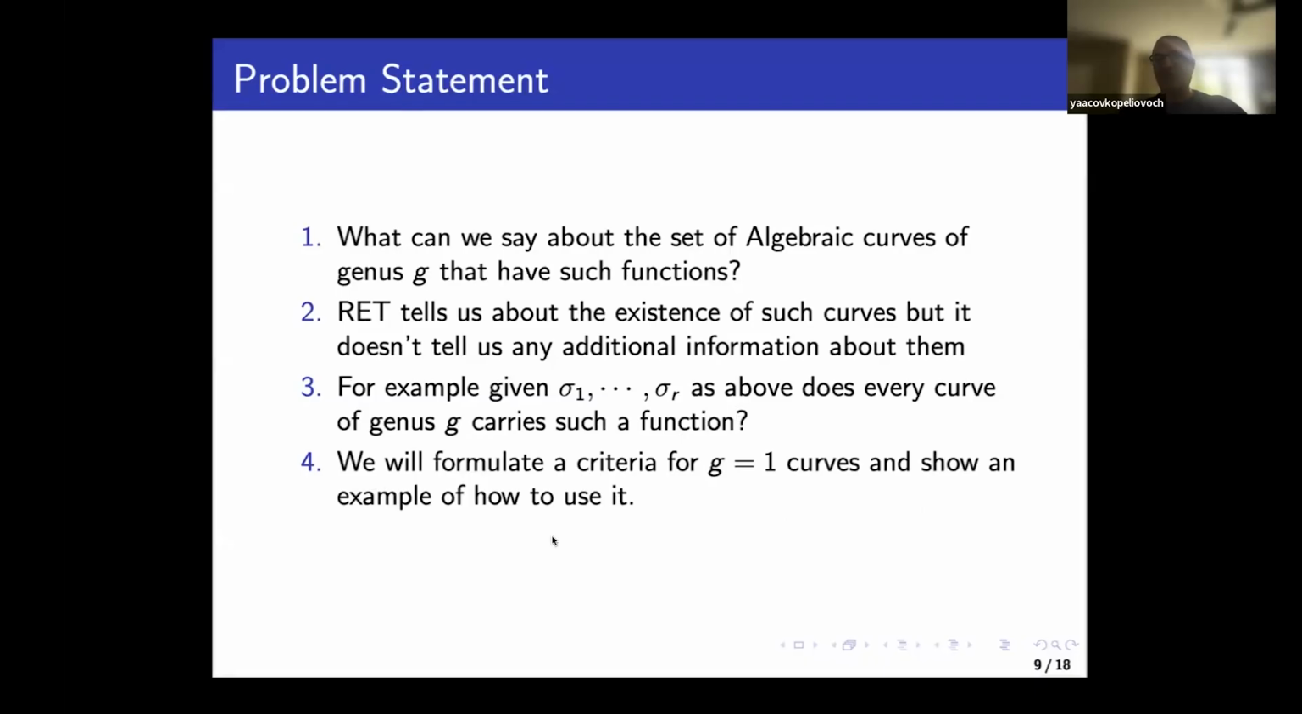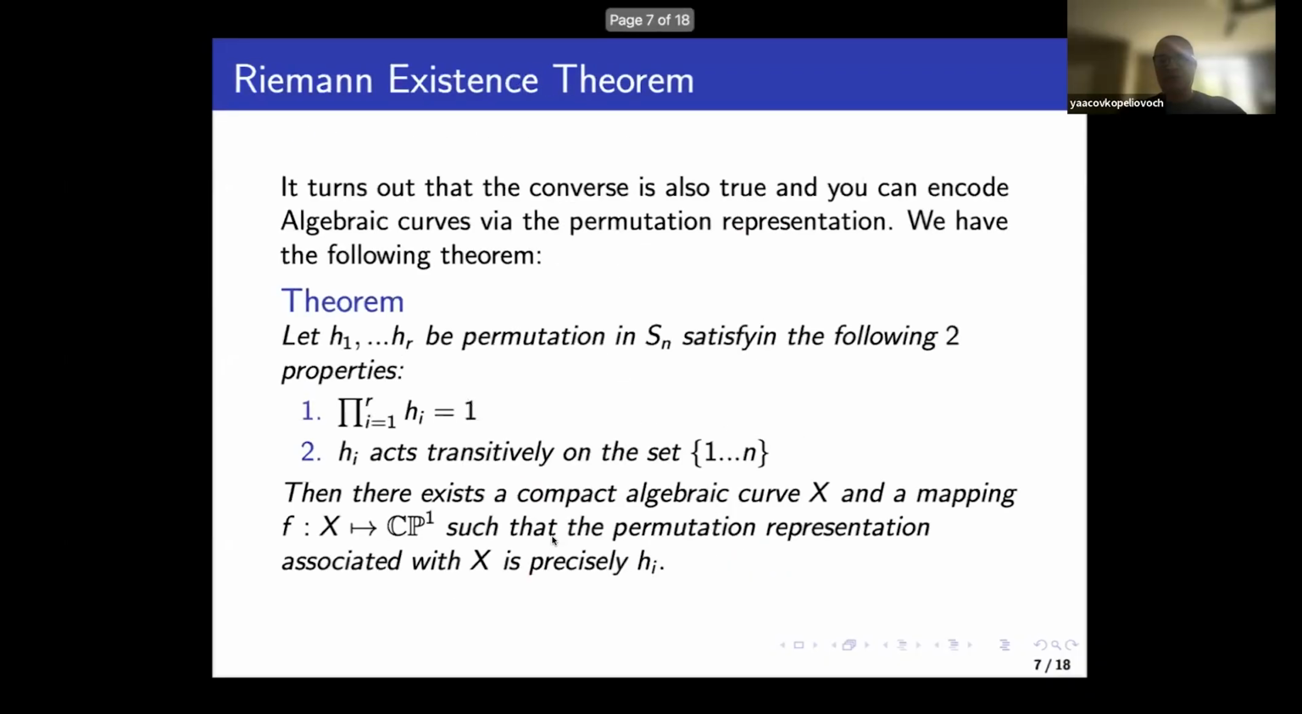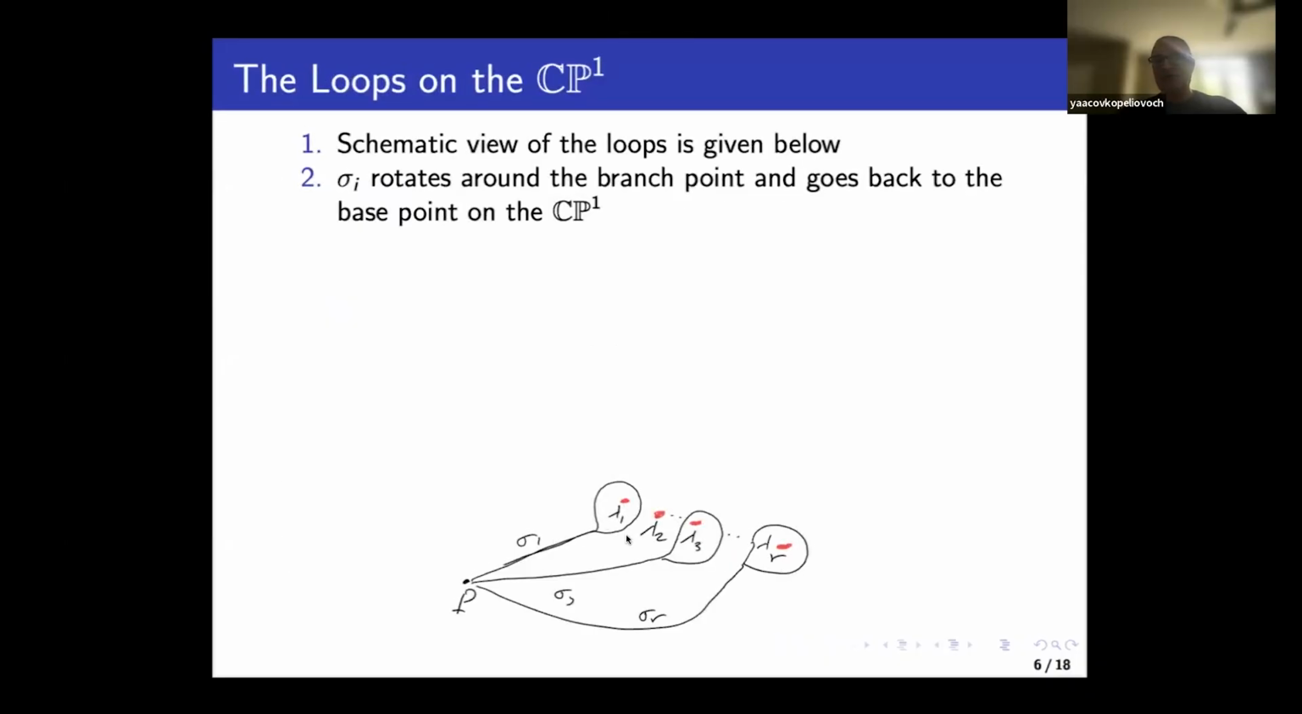So I want to emphasize that the criteria that I'm going to formulate is not abstract nonsense that is impossible to calculate. It's actually a very down-to-earth criteria that can answer questions and prove theorems. Okay, so we want to formalize the problem. In order to formalize the problem, we need to start moving these points around. Here, the points are static. What I want to do now is take these points and start moving them around.